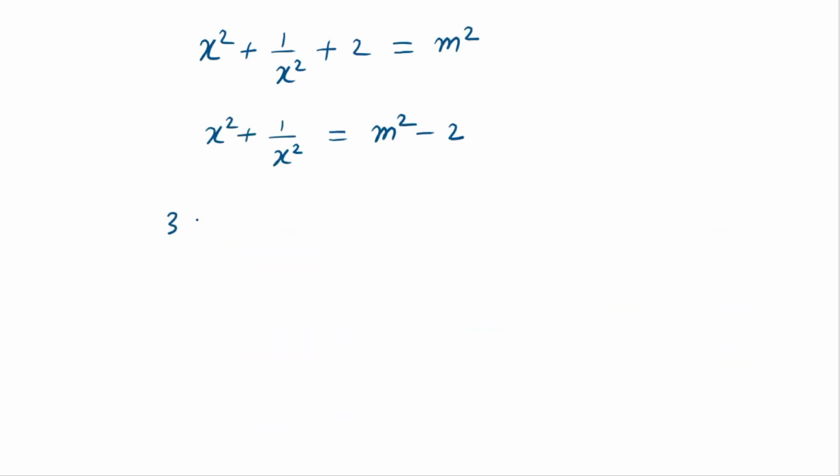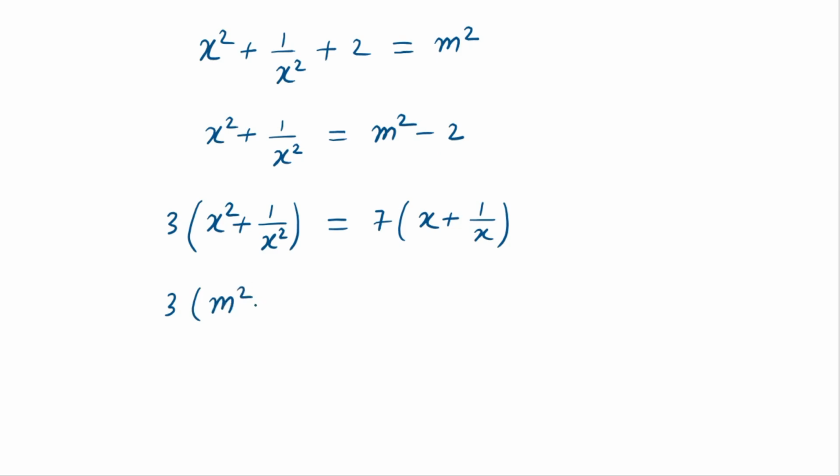3 times (x square plus 1 over x square), and this is equals to 7 times (x plus 1 over x). Now 3 times the value of x square plus 1 over x square is m square minus 2. So this expression is replaced by m square minus 2. Here m square minus 2, and this is equals to 7 times.